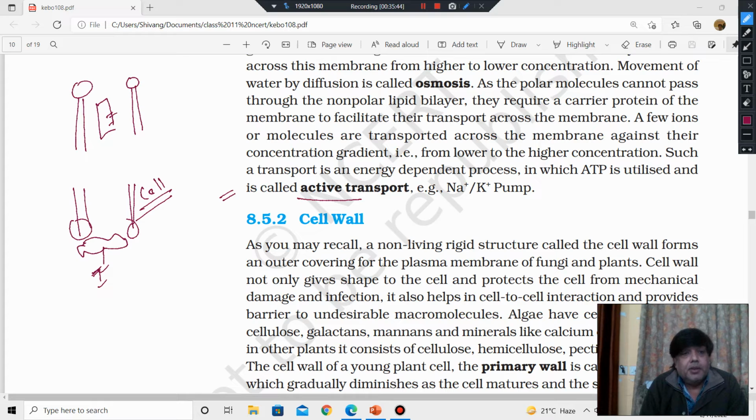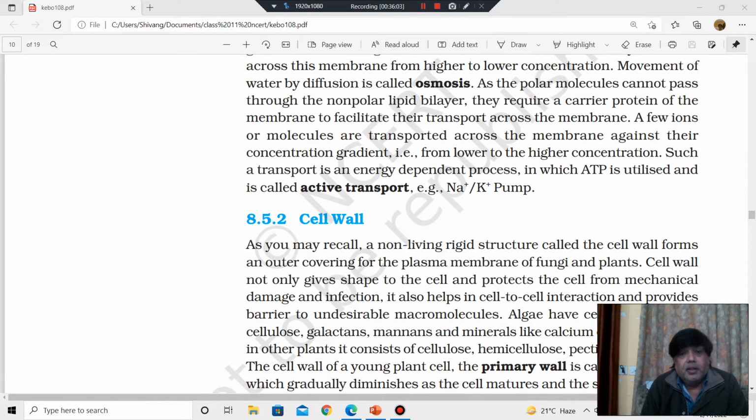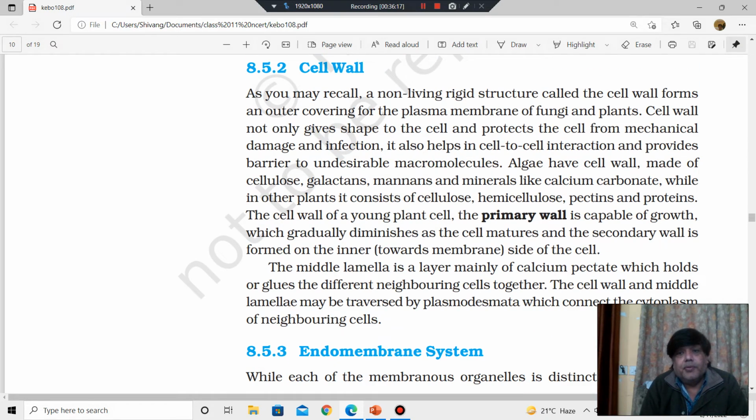ये बात हो गई आपकी सेल मेम्ब्रेन की। और सेल मेम्ब्रेन को 1972 में सिंगर एंड निकोलसन ने एक्सप्लेन किया है। इसके स्ट्रक्चर को फ्लूइड मोज़ेक मॉडल कहलाता है। लिपिड की बनी बाई लेयर है और इसमें प्रोटीन और कार्बोहाइड्रेट भी है। ओके, अब हम लोग आ जाएं सेल वॉल पे। मूव टू द नेक्स्ट, सेल वॉल। As you may recall, non living rigid structure called the cell wall forms an outer covering for the plasma membrane of fungi and plant. अगर आपको याद हो, फंजाई और प्लांट में आउटर मोस्ट बाउंड्री जो है सेल की कौन बना रहा है?